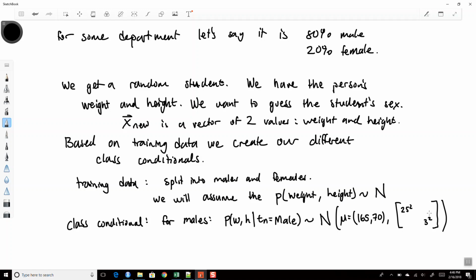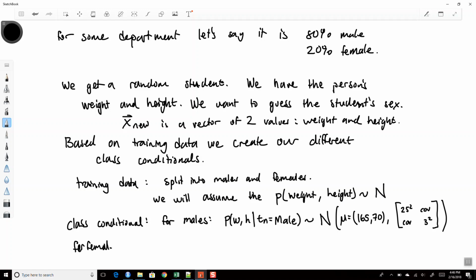What's the covariance between them? I don't know. Okay, some number here, right? We'll just put in a covariance term. Okay, we'll say that. So this is our distribution for the weight and height for males. Okay, and then we do the same thing, but for females.